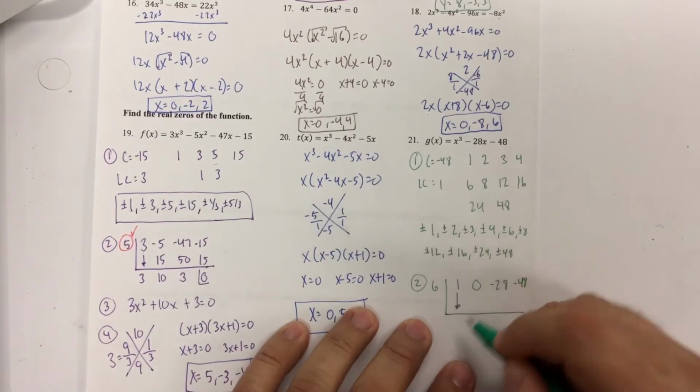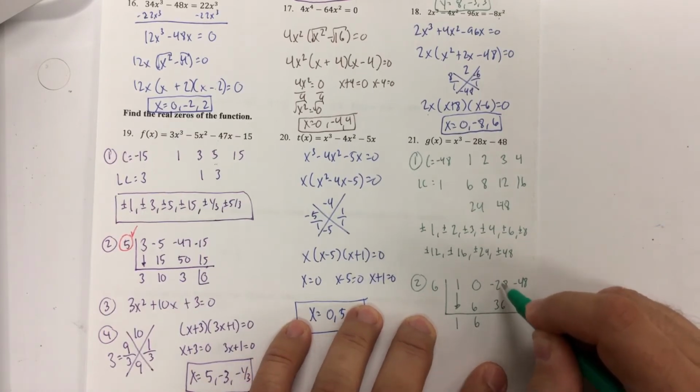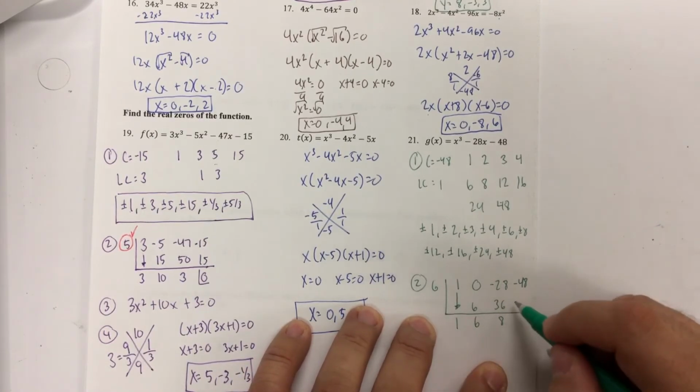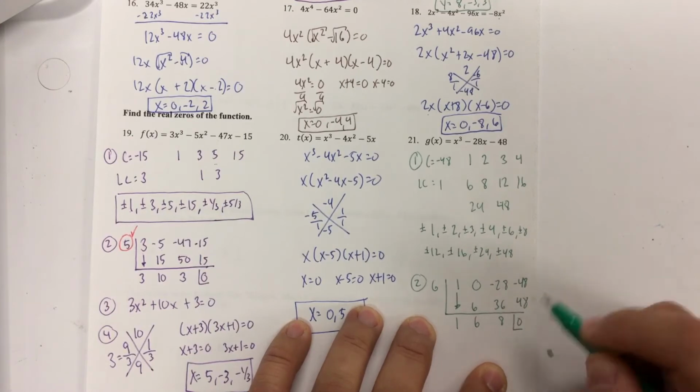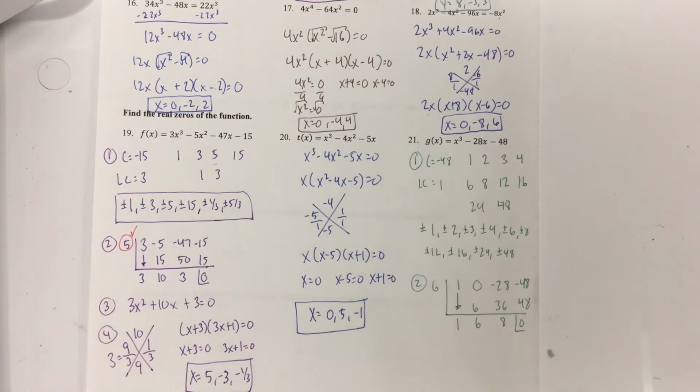Okay, so we drop the 1. 6 times 1 is 6. Combine. Multiply. Negative 28 plus 36 is 8. 6 times 8 is 48. And when I combine those, the remainder is 0. So this does check out to be a solution.